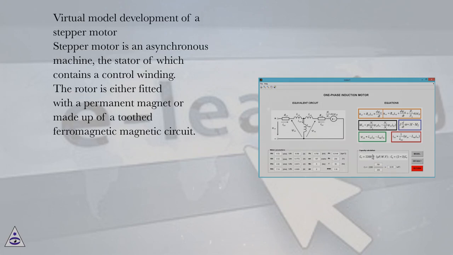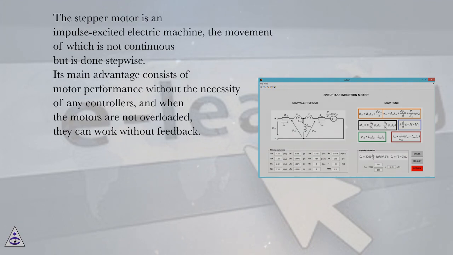Virtual model development of a stepper motor. A stepper motor is an asynchronous machine, the stator of which contains a control winding. The rotor is either fitted with a permanent magnet or made up of a toothed ferromagnetic magnetic circuit. The stepper motor is an impulse-excited electric machine, the movement of which is not continuous but is done stepwise.